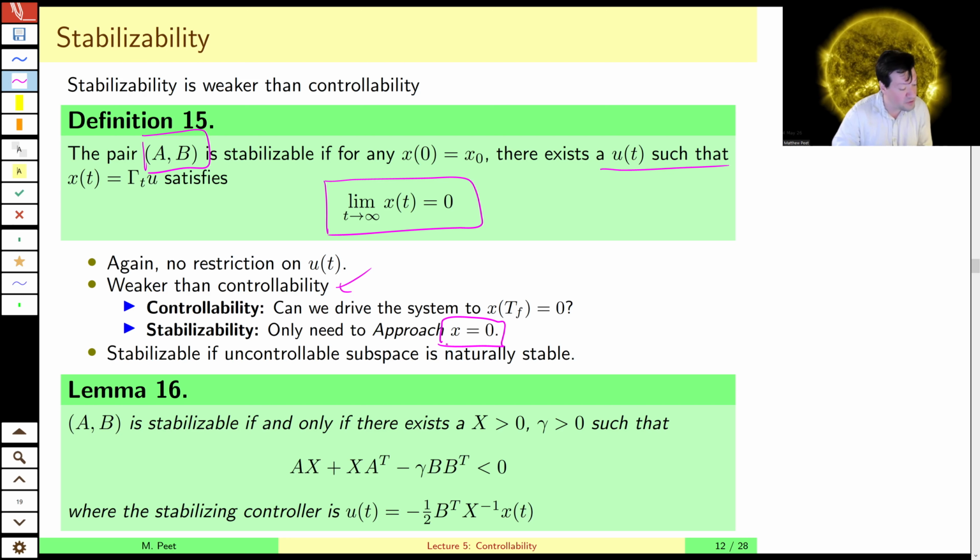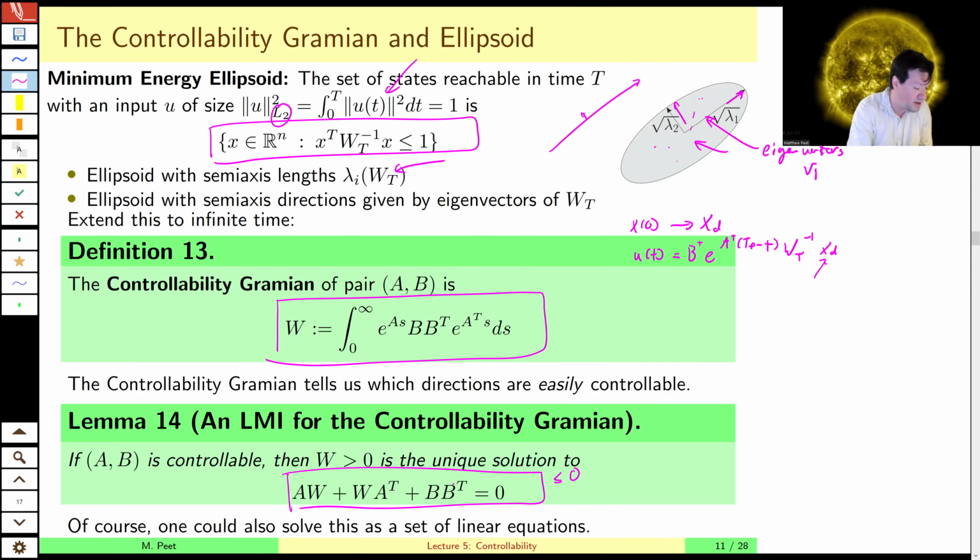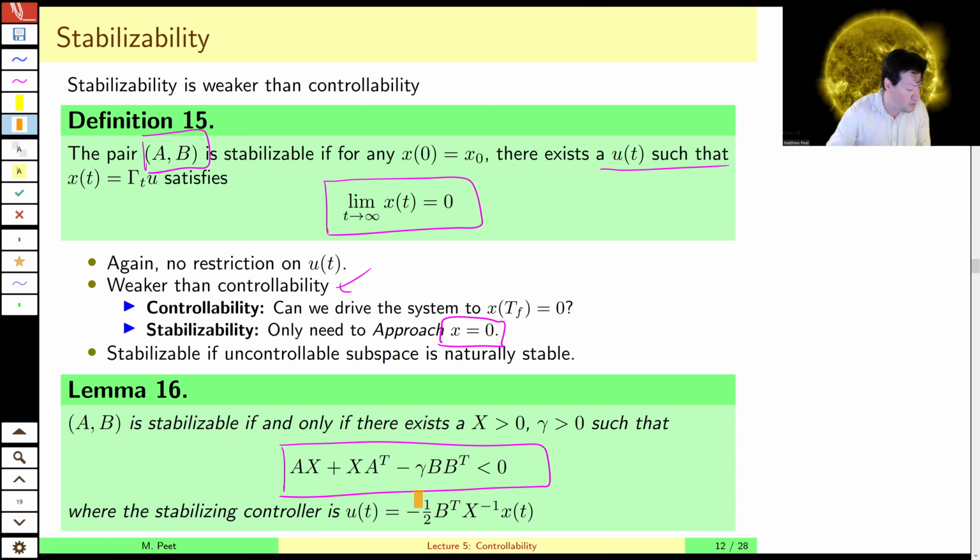So there's an LMI for this. It's slightly different than the LMI we had on the previous slide, and I want to emphasize that difference. On the previous slide, we had BB transpose as well, but in this case we had a plus here, and in this case, we have a minus. So it's very similar, but it's not quite the same.